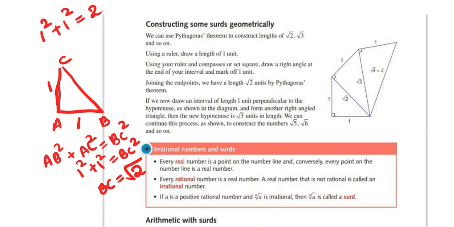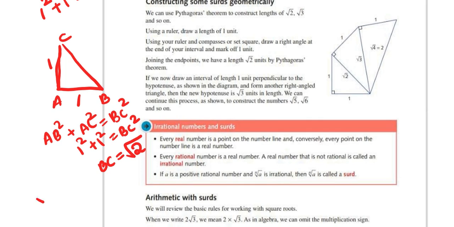Then if you want to construct root 3, from root 2 you have to construct root 3, because you can write it as root 2 square plus 1 square gives you another value. So root 2 square, it is 2. 2 plus 1, it is 3. If you join this, you will get root 3. From that root 3, you can form root 4. Root 4 is 2.